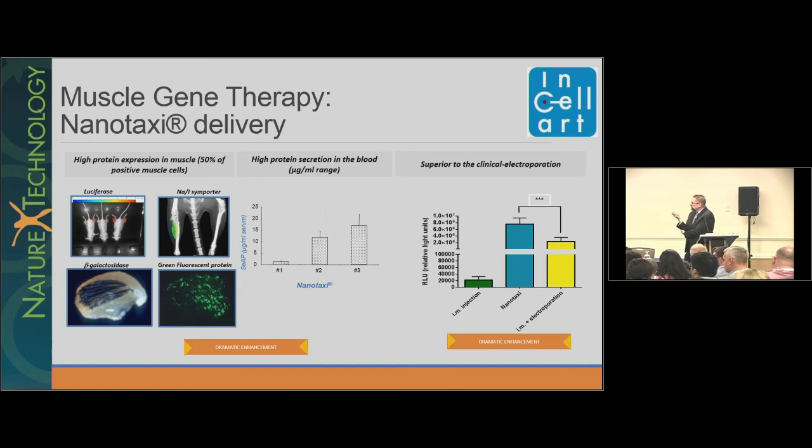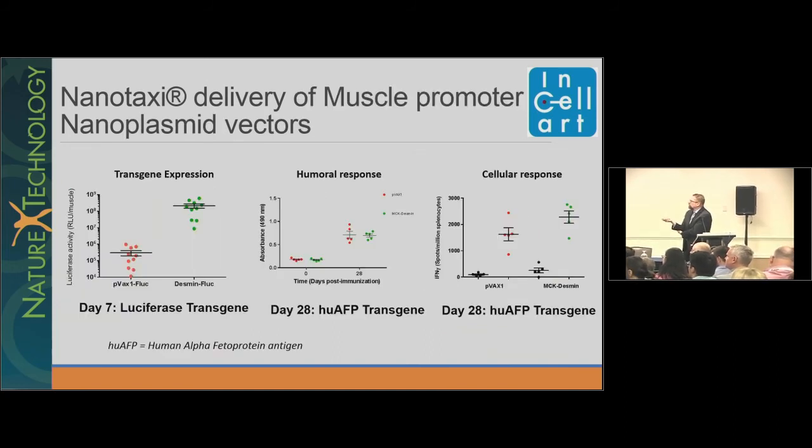So this is work we did within CellArt to use tetrafunctional block copolymers for delivery. And this is strictly their work on this slide, showing that they are getting very high levels of expression after delivery. And this is showing what happens when you use our muscle promoter vectors with their block copolymer delivery. In this particular case, on the left, you have a reporter gene, luciferase. And you see in this case, you're getting about 3 logs improvement compared to PVAX1 with that delivery.